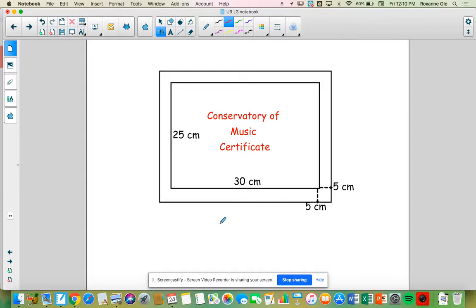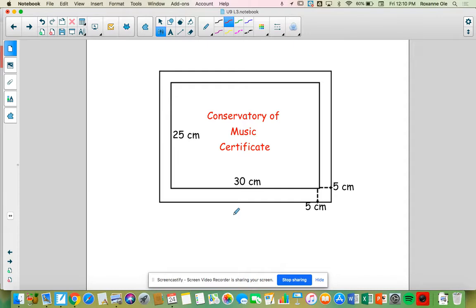The question wants to know, what's the area of the whole thing? Because the glass is going to not just cover the certificate, it's also going to cover the mat. So the area of the whole thing, well, we can't figure it out until we know the dimensions of this outside rectangle. So we have to think about that. If the inside rectangle is 30 centimeters right here, and we know the mat is 5 centimeters here, I want you to think about what is the dimension of this line out here. Think about that for a second.